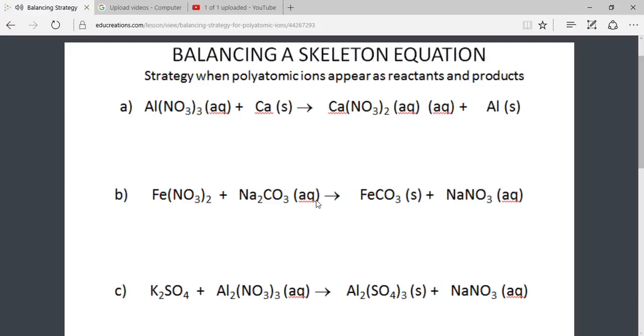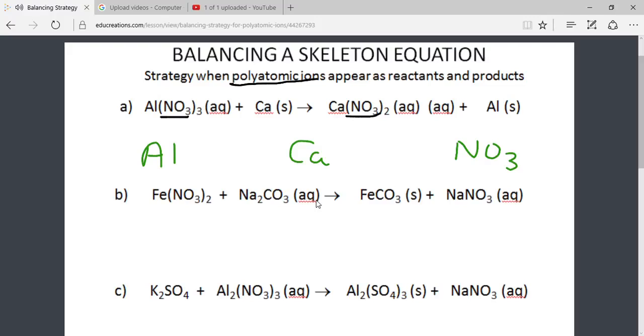When looking at example A, we notice that the atom aluminum and the atom calcium appear on both the reactant and the product sides of the equation. However, the polyatomic ion known as nitrate, NO3, is also found on both sides of the equation. Thinking about NO3 or nitrate as one large group of atoms to be balanced can sometimes make balancing somewhat easier. Therefore, the parts of this reaction to balance found on both reactant and product sides would include aluminum, calcium, and nitrate ion.